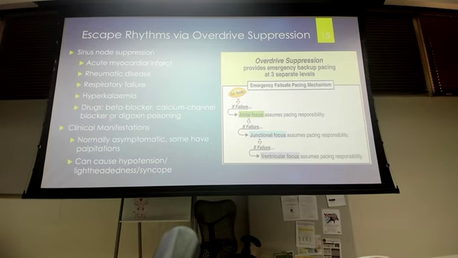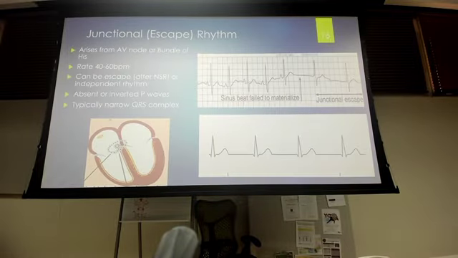So we know if the SA node doesn't pace, then somewhere in the atria will pace. If that doesn't start pacing, the junctional area, and then we'll go down to the ventricle. Okay? So when this happens, we should be able to identify that change on the ECG. The first thing we may see is a junctional. Now we know that the part of the atria should fire first.